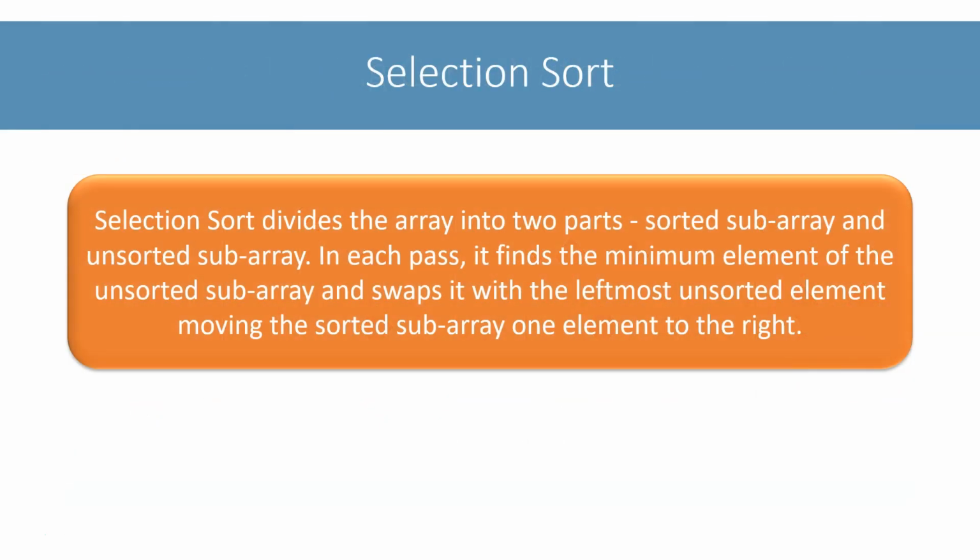To summarize this process, we can say that selection sort divides the array into 2 parts, sorted subarray and unsorted subarray. In each pass, it finds the minimum element of the unsorted subarray and swaps it with the leftmost unsorted element, moving the sorted subarray one element to the right. Now let's switch to BlueJ and see the selection sort Java program.